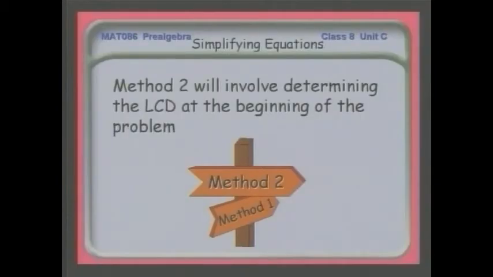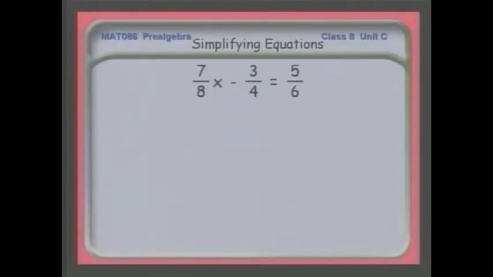Let's look at another method for doing this. It will involve the least common denominator right at the beginning of the problem and will let you simplify the equation basically by getting rid of the fractions right away. Let's start now with this equation, 7/8 of x minus 3/4 equals 5/6. This is the one we've done before, but let's do it another way that might be a little bit easier.